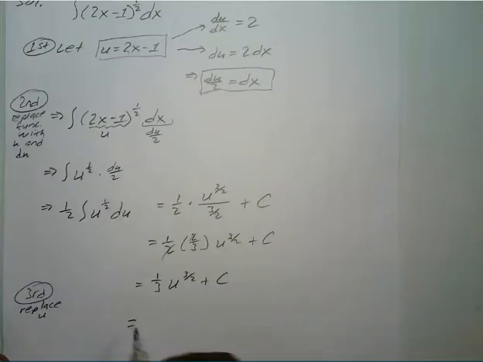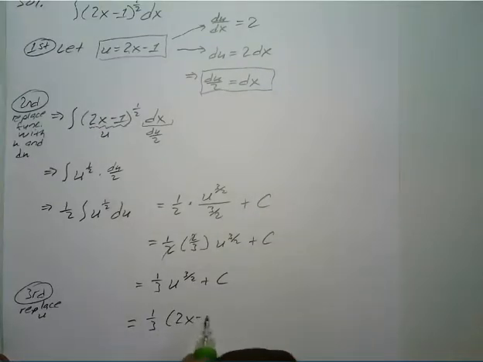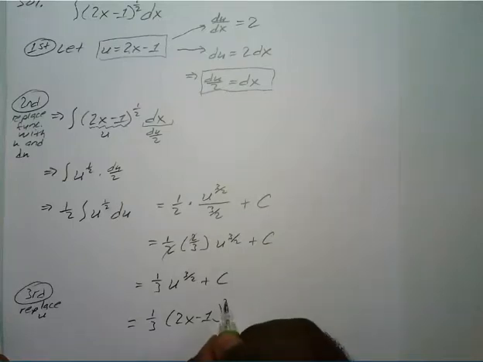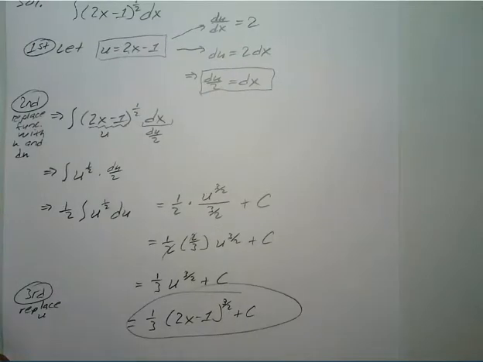Okay, so that gives us 1/3 (2x minus 1) to the 3/2 power plus c. All right.